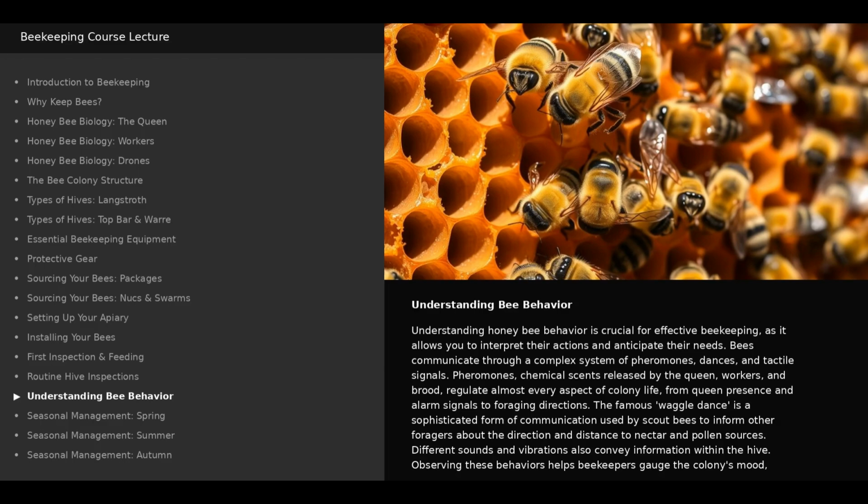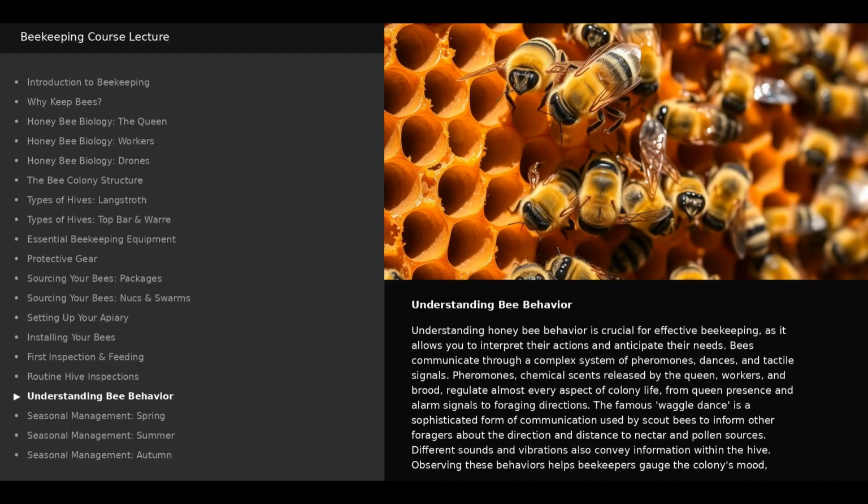The famous waggle dance is a sophisticated form of communication used by scout bees to inform other foragers about the direction and distance to nectar and pollen sources. Different sounds and vibrations also convey information within the hive. Observing these behaviors helps beekeepers gauge the colony's mood, identify potential problems, and make informed management decisions.